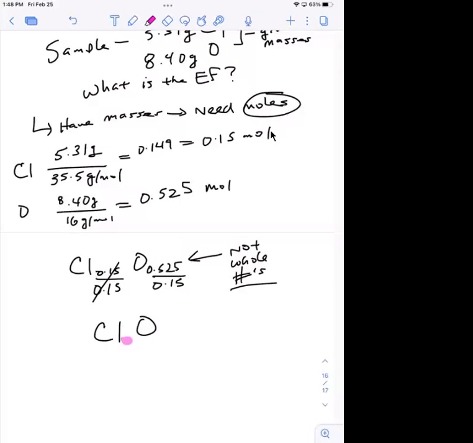I got 3.5. I was going to ask if you're supposed to round that up or down. No, it's fine. Don't round it. Let's leave it because we're going to do something else with it. If we round it, we're going to get an inaccurate depiction of this molecule. All right. So when you're here, this is not a whole number. So you have to make it whole.